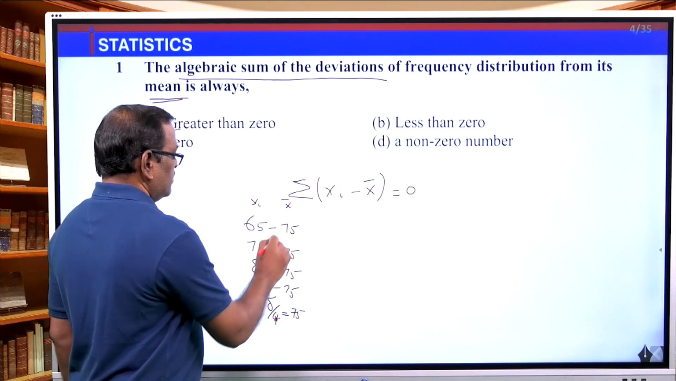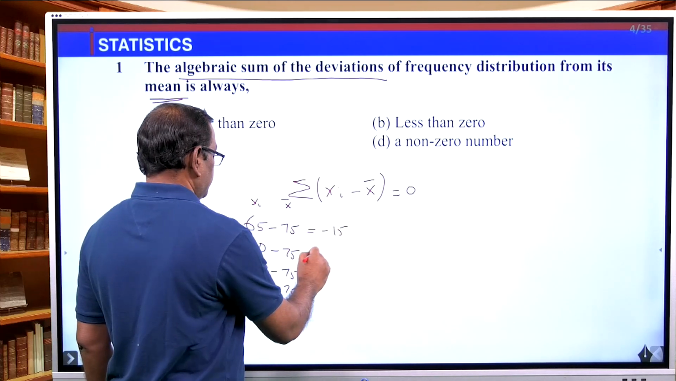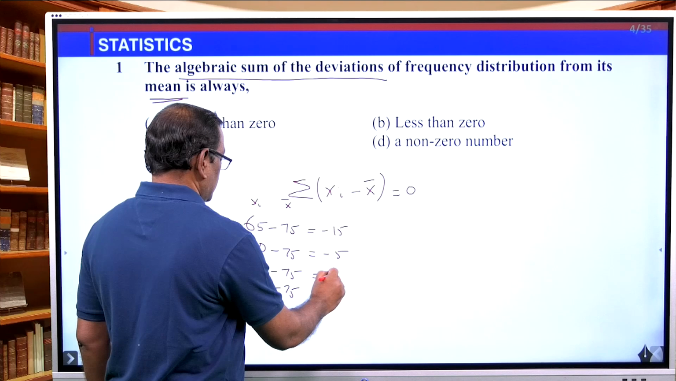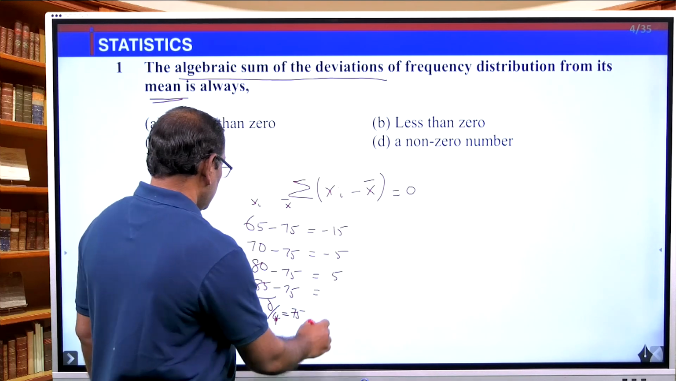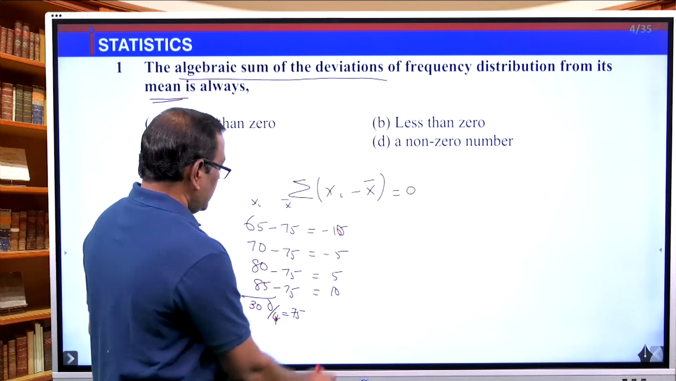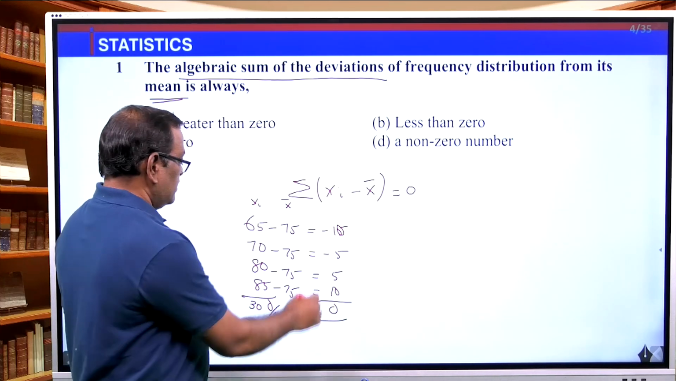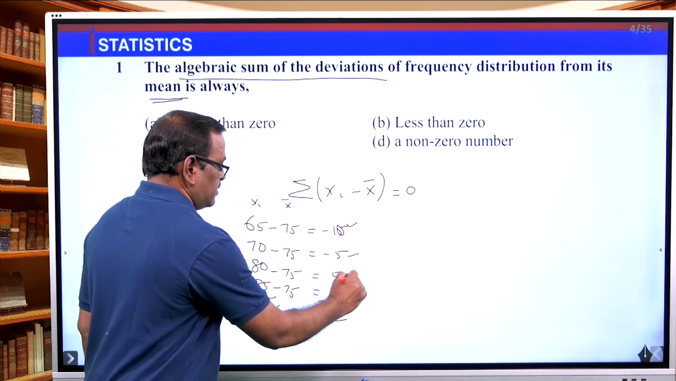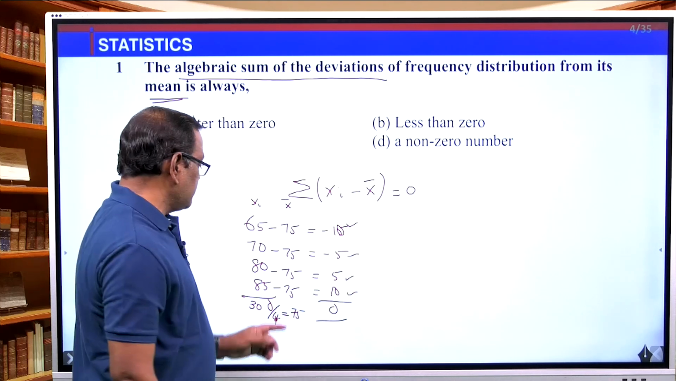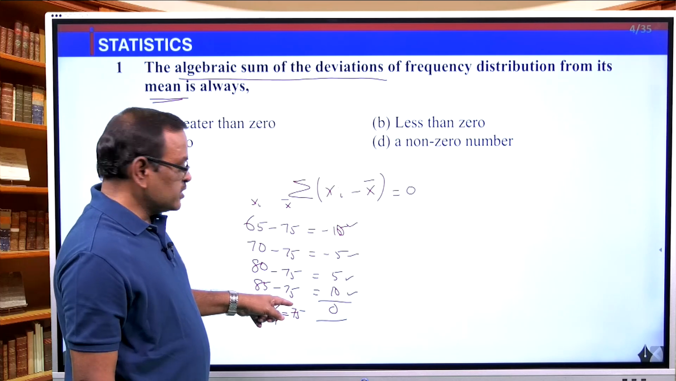Subtract from this. So what is the value? Here it is minus 10, minus 5, and this is 5 and here it is 10. Add all the values: 0. The sum of deviation, minus 10, minus 5, 5, 10, are called deviations from the arithmetic mean. This is the subject mark, and this is the average of all the 4 subject marks.